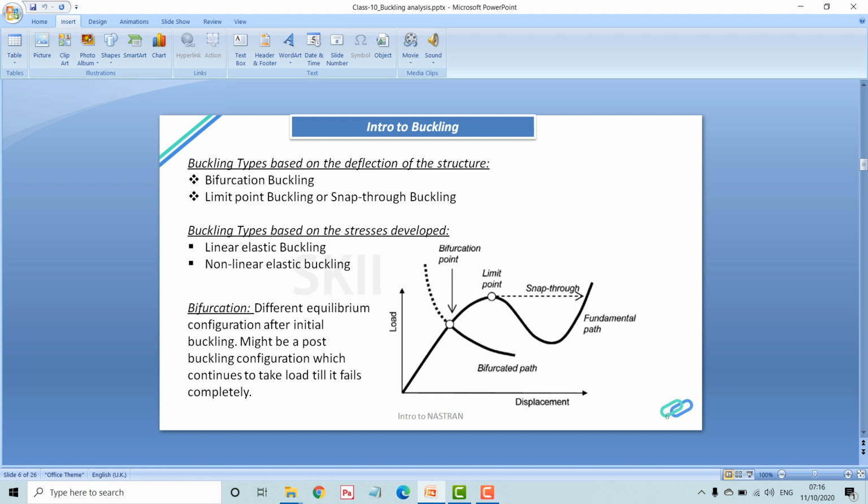So what is bifurcation? Bifurcation, as I mentioned, is a different equilibrium configuration after the initial buckling. After the initial buckling, it might continue to take the load. It might be a post buckling scenario where it continues till it fails completely, when the structure is completely failed.